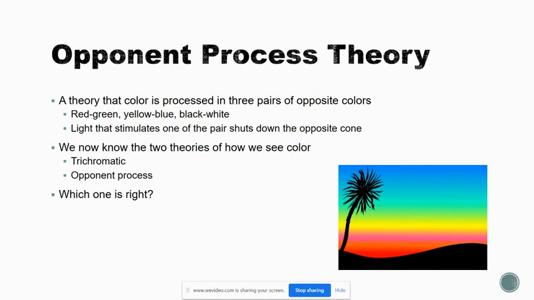The opponent process theory of color. And this one we'll be testing today as well. It's a theory that color is processed with three different pairs of opposite cones. Meaning that when you look at red, it turns off the green receptors in your eyes. So when you look away from red, you start to see green. Taking in yellow light turns off the blue receptor. So when you look away and it turns your receptor back on, that's what happens. That's why you can see the flag.